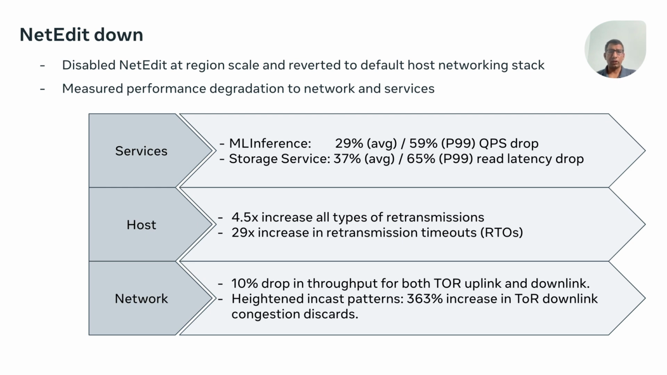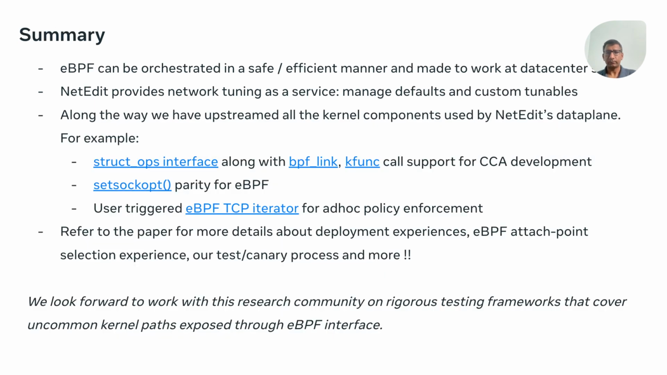Through this, we saw high incast patterns and aggregate drop in throughput from the network in the order of around 10%. Looking at the host, this translated into high retransmit events, specifically retransmit timeouts. Both of these had a correlation for services. Here, we observed a correlated impact on service metrics like QPS and latency. Please refer to the paper for more details on performance numbers.